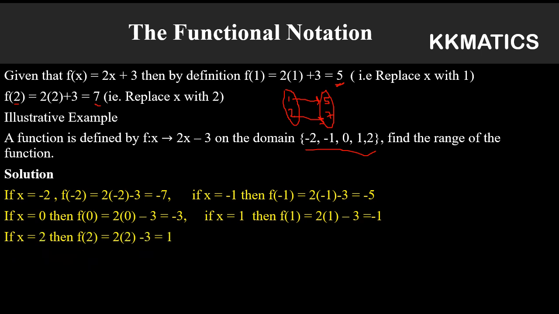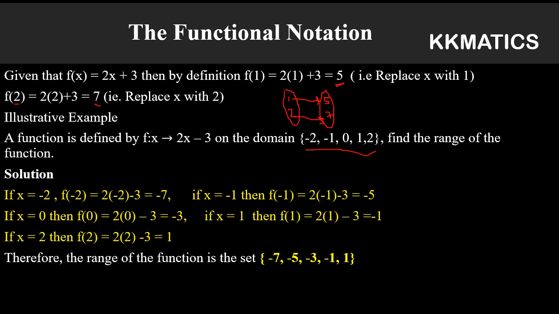And after doing so, the next thing we do is what? We write down all the values. So as you can see, these are the values we have. This is 1, this is 2, this is 3, sorry, this is 4, and this is 5. So as you can see, we have minus 7, minus 5, minus 3, minus 1, and 1. So that's it then.